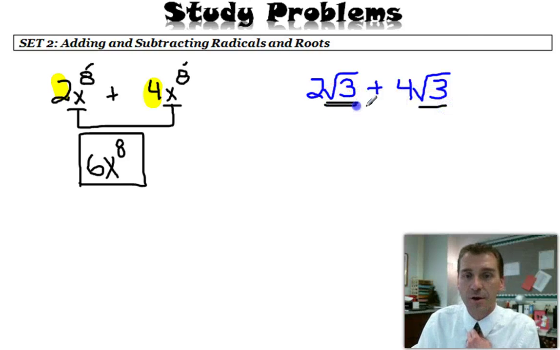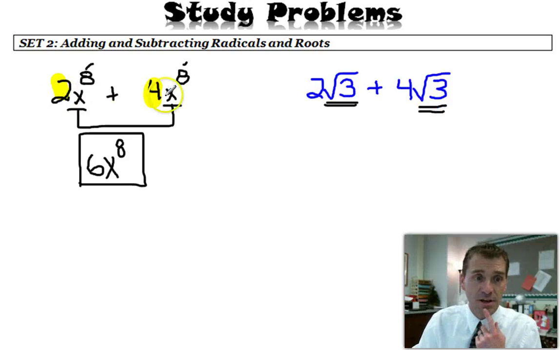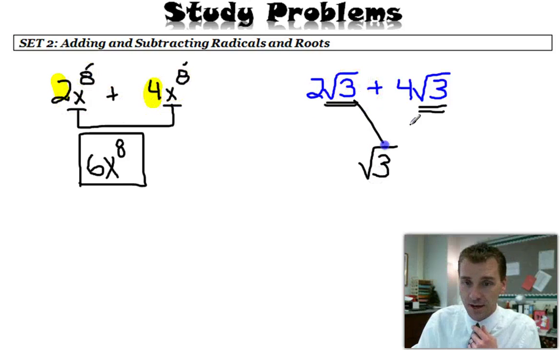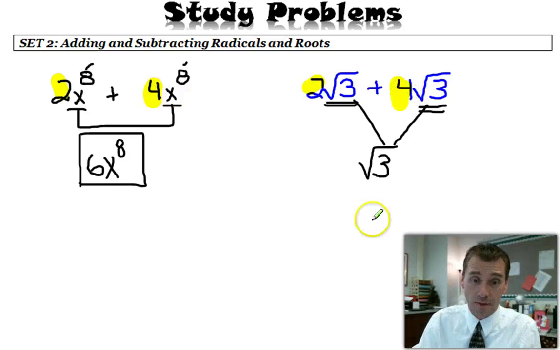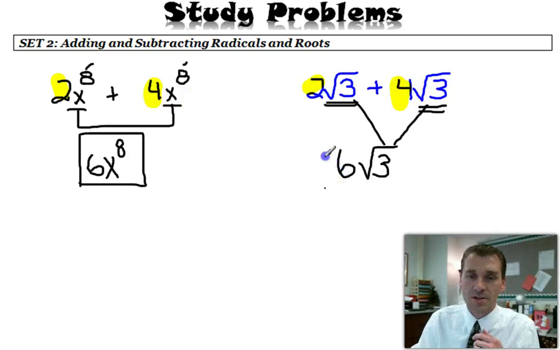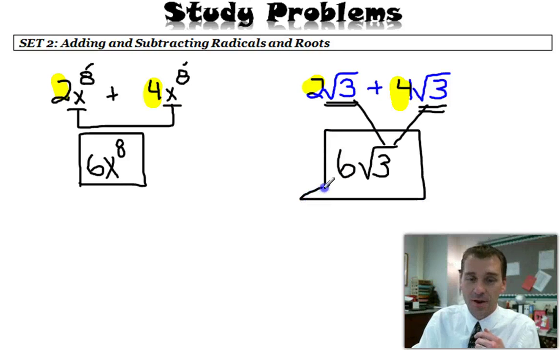So since the like radical parts are here, you can combine them together just like you do with this. The root 3 stays exactly root 3. The base doesn't change, just like it didn't over here with x to the 8th and x to the 8th. The root 3 stays root 3. And similarly, the 2 and the 4, when I combine them over here, the same thing happens here. It's exactly the same concept. So I would get 6 root 3. That right there is your final answer. It's exactly how you do it.